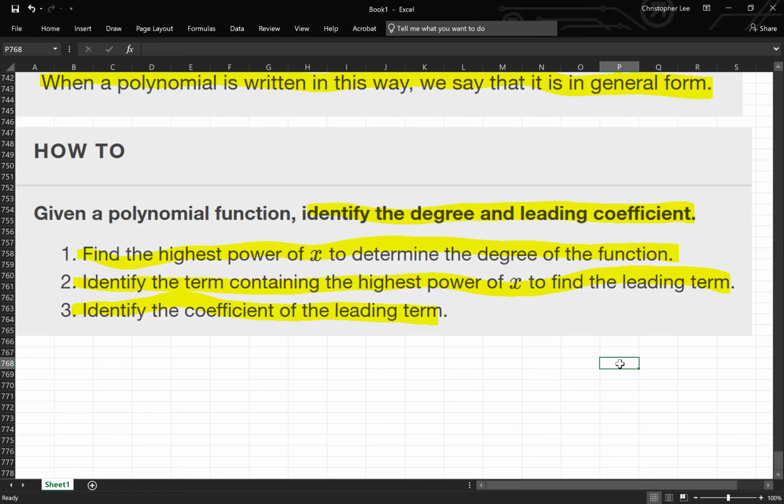So, given a polynomial function, identify the degree and leading coefficient. Step one, find the highest power of x to determine the degree of the function. Step two, identify the term containing the highest power of x to find the leading term. Step three, identify the coefficient of the leading term. All right? So your choice.